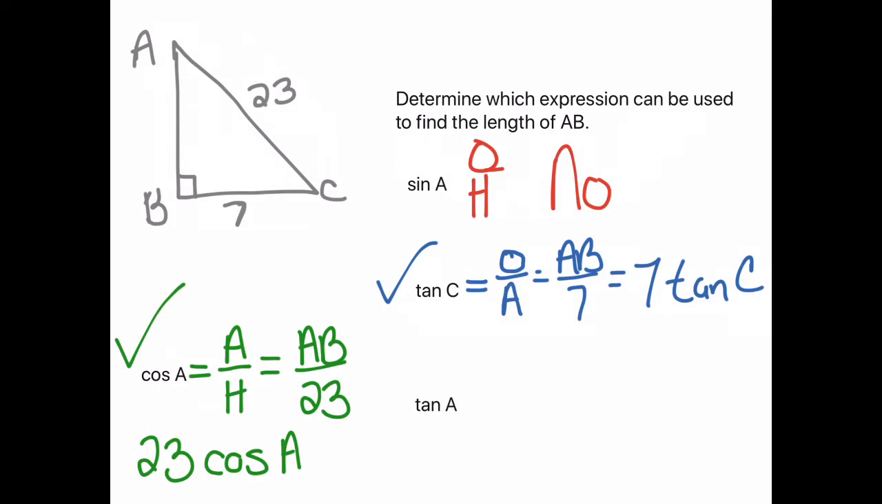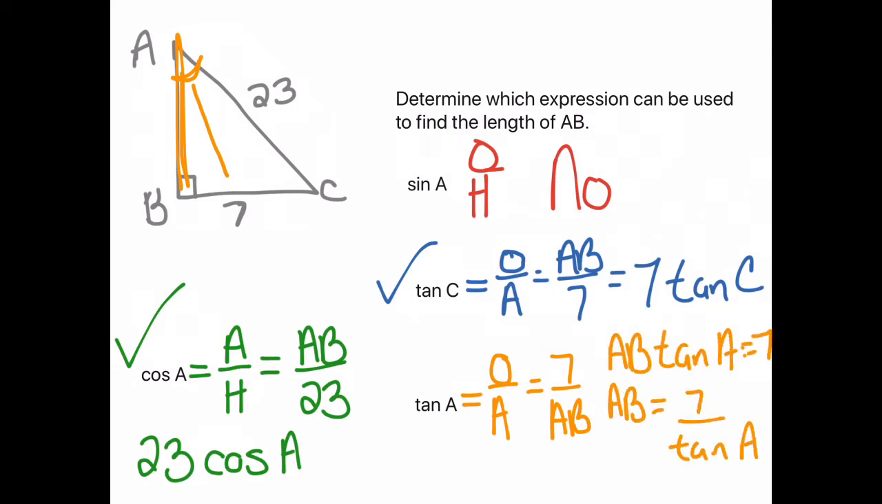And for this last one, they want to know about the tangent of angle A. Remember, the tangent is always the opposite over the adjacent. So technically 7 over AB would give us the tangent of A. However, when you do the algebra, instead of 7 times the tangent of A to get AB, it's actually 7 divided by the tangent of A that would give us the length of AB. So this one is a no.